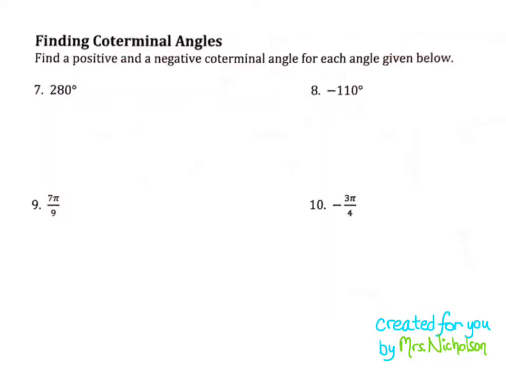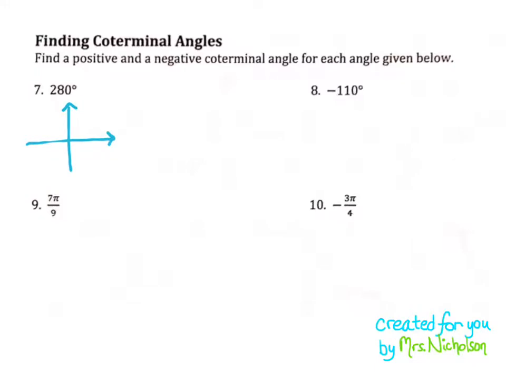All right, last thing here is finding coterminal angles. For each of these questions, we want you to find a positive and a negative coterminal angle. So in this first one, I'm going to go ahead and draw a diagram just to remind us how to work these problems. You do not have to draw a picture for each one of these, but I'm just going to do it on the first one to remind us of the process.